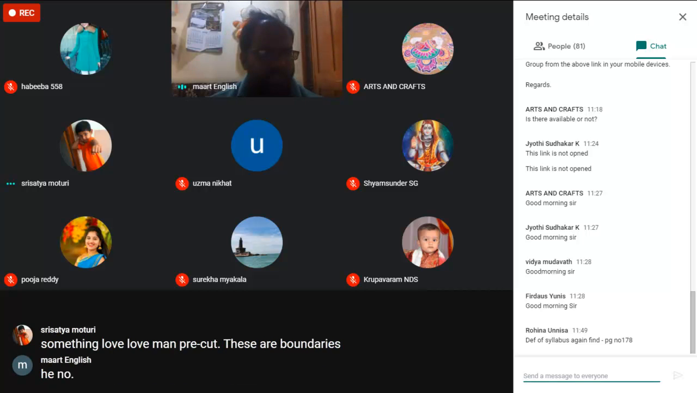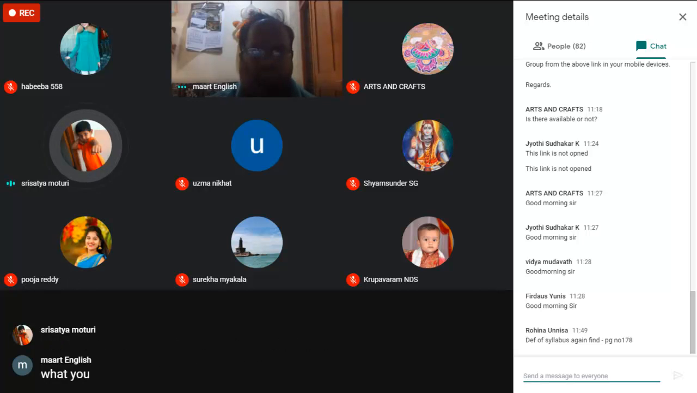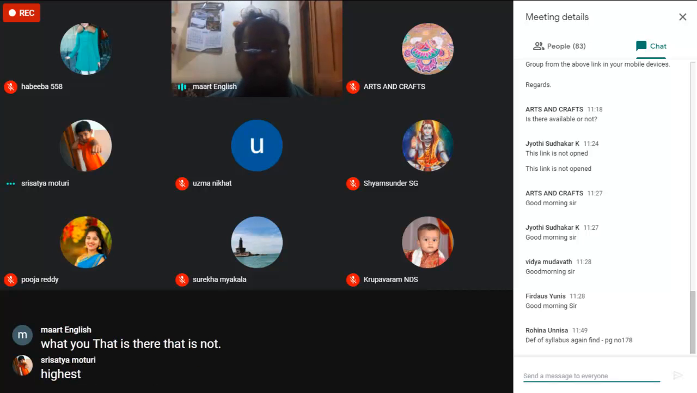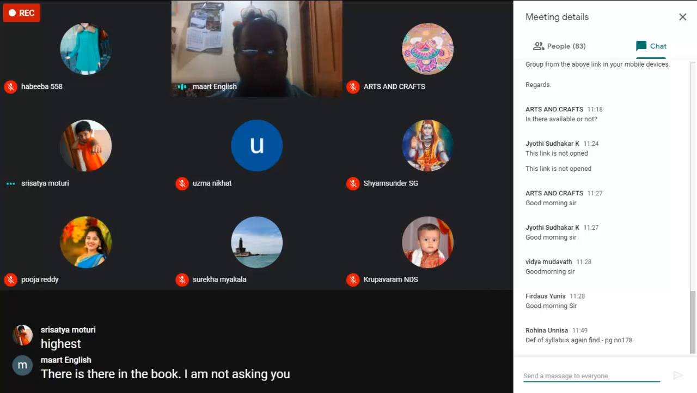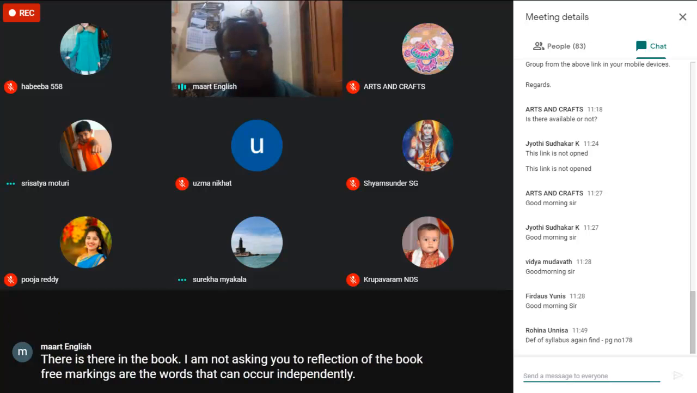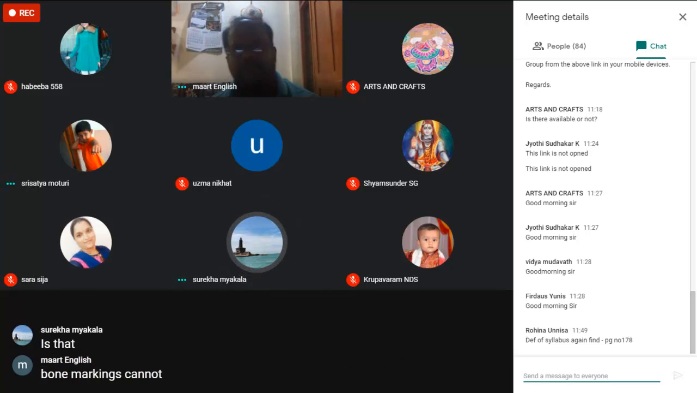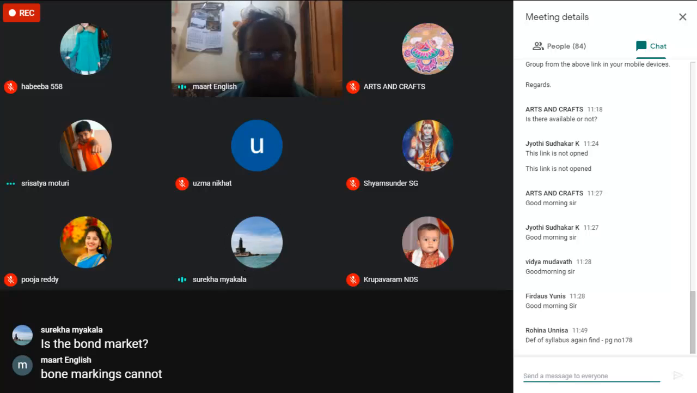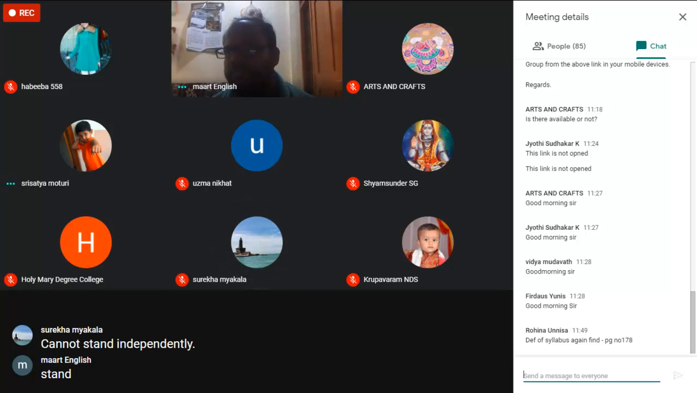No, free and bound morphemes. I am simply asking you that question. Free morphemes, sir. Laugh, man, tree, cut. That is there in the book. I am not asking you for the reproduction of the book. Free morphemes are the words that can occur independently. Bound morphemes cannot occur independently. Simple. Cannot stand independently.